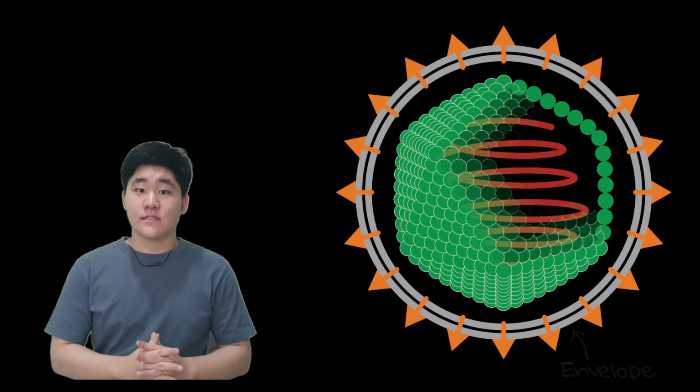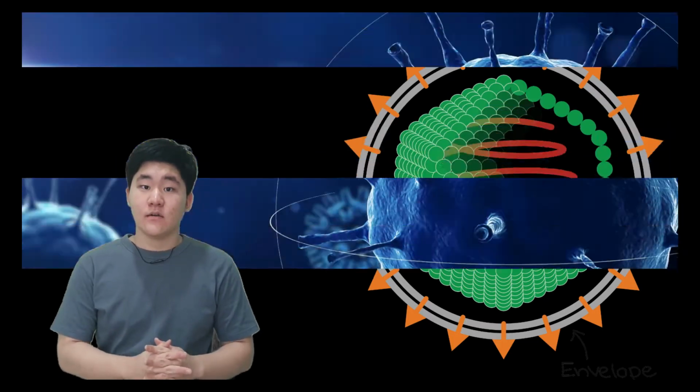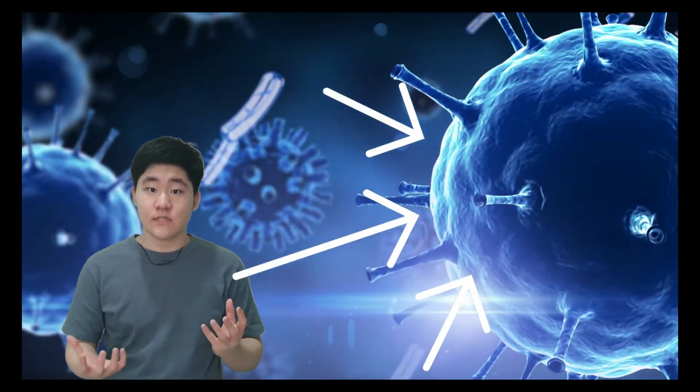The coronavirus consists of four main categories. These four categories are the envelope protein, the envelope, the nucleocapsid, and the viral RNA. These four components are essential for a virus and are shared among various species of viruses. Starting with the outside layer, it consists of the envelope and the envelope protein.